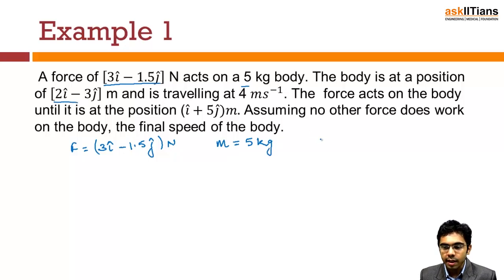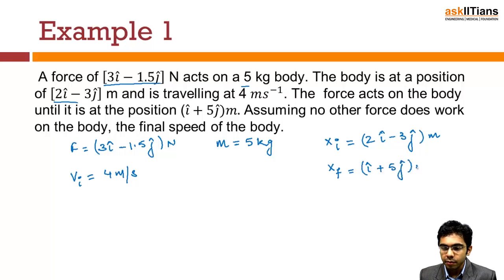That means we can write this as x initial. The initial position is 2 i cap minus 3 j cap meters, and it is traveling at a speed of 4 meter per second. That means V initial we can write as 4 meter per second. The force acts on the body until it is at the position x final equal to i cap plus 5 j cap meters. So, assuming no other force does work on the body, we need the final speed of the body.